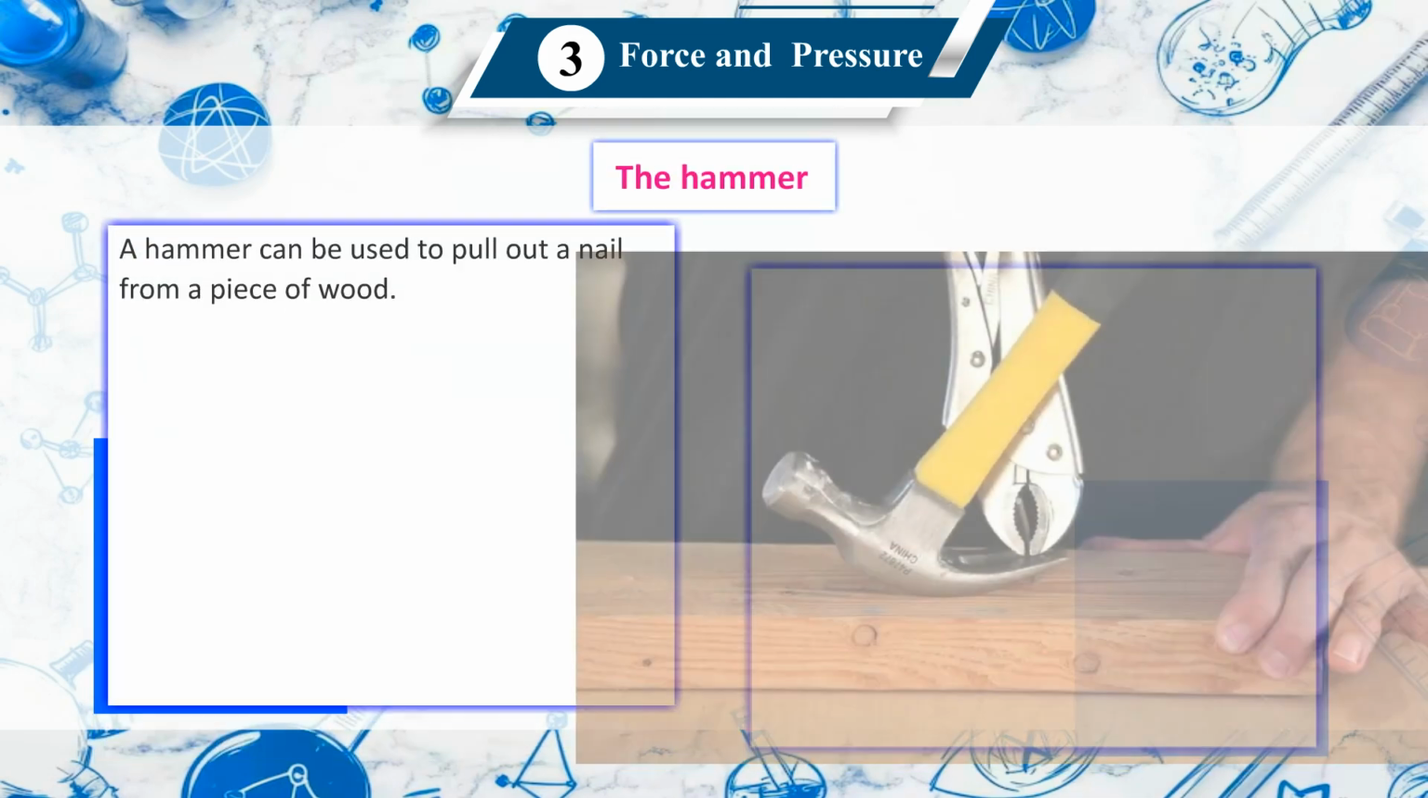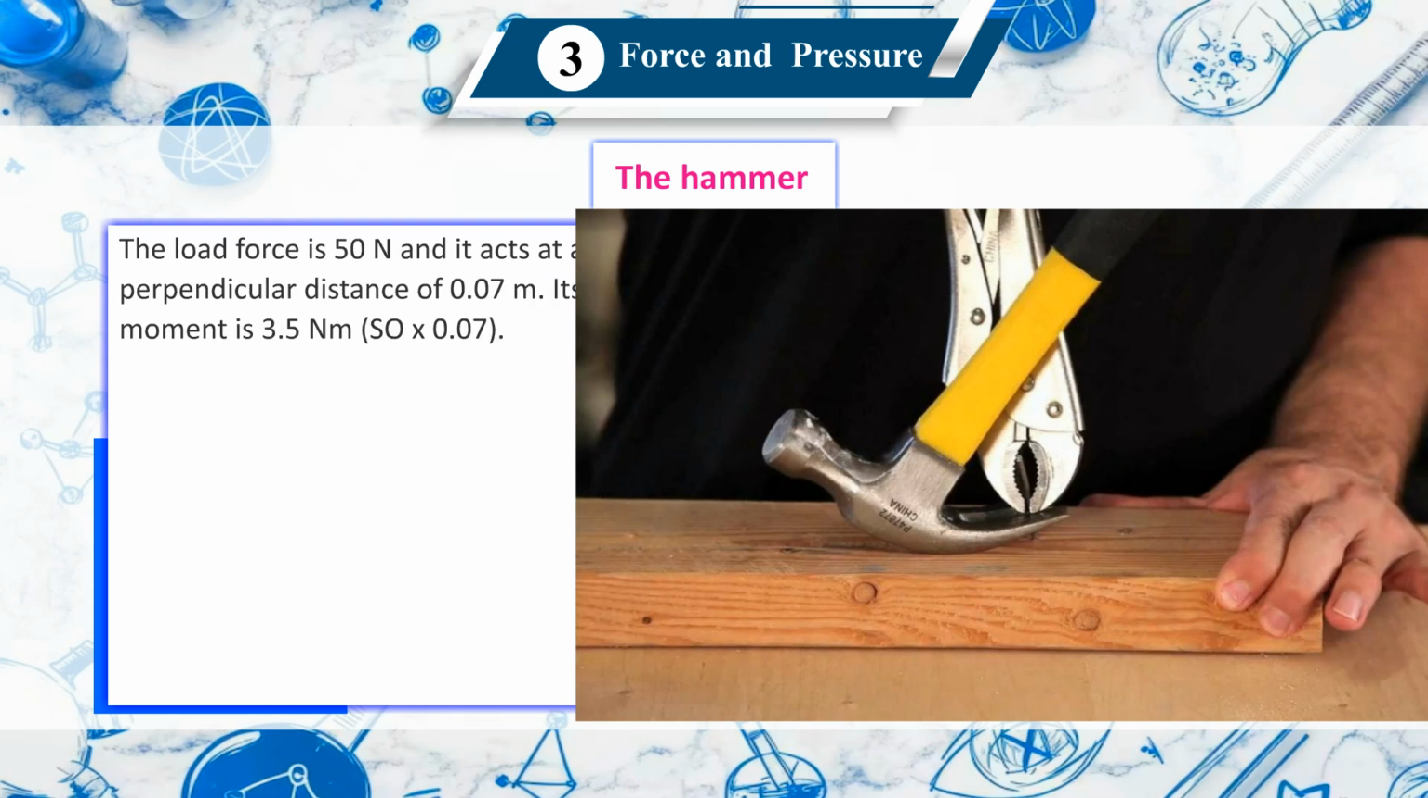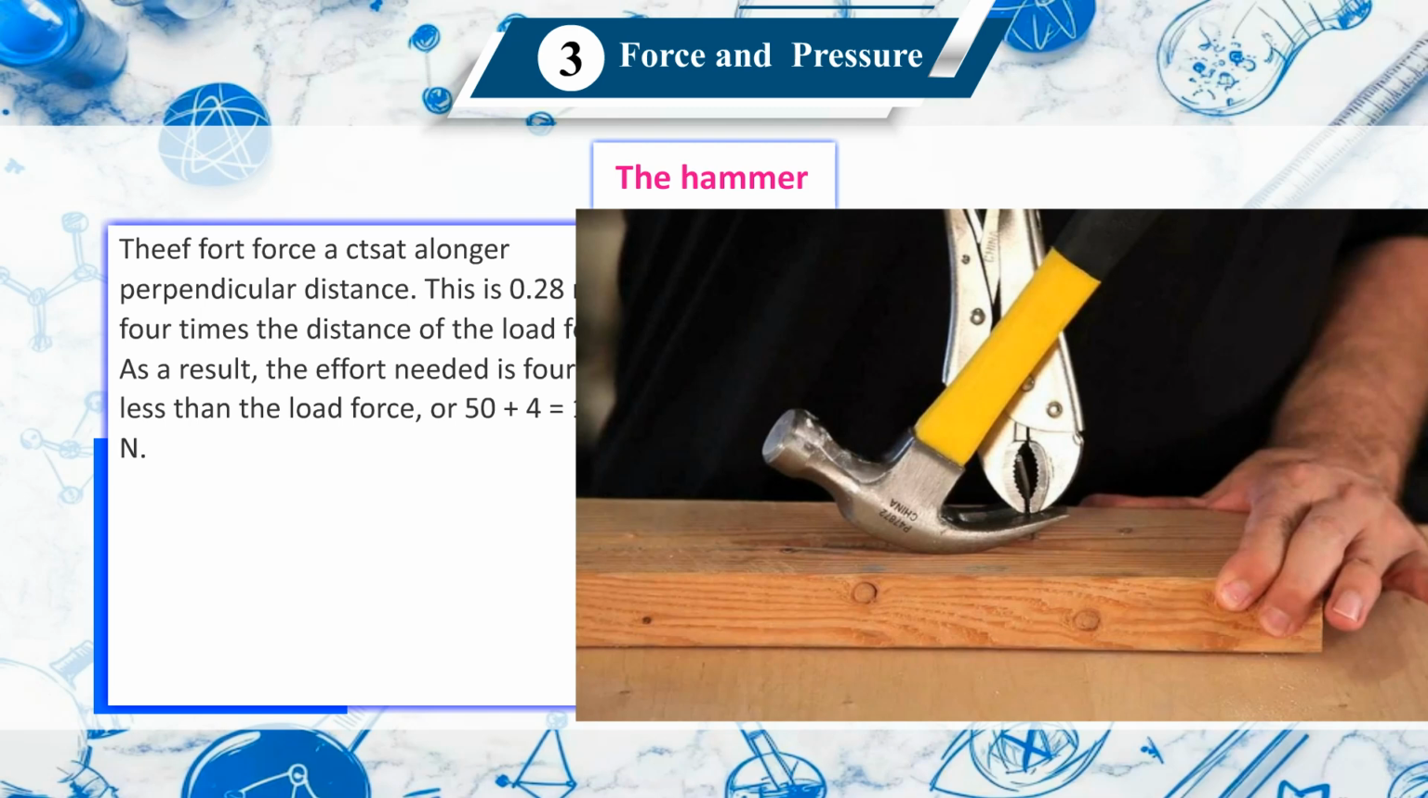The hammer. A hammer can be used to pull out a nail from a piece of wood. The load force is 50 newtons, and it acts at a perpendicular distance of 0.07 meter. Its moment is 3.5 newton meters, 50 multiplied by 0.07. The effort force acts at a longer perpendicular distance. This is 0.28 meter, or 4 times the distance of the load force.